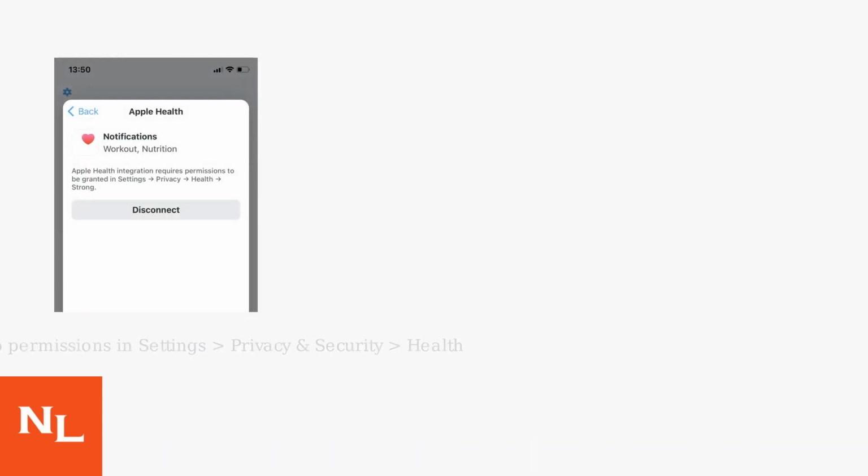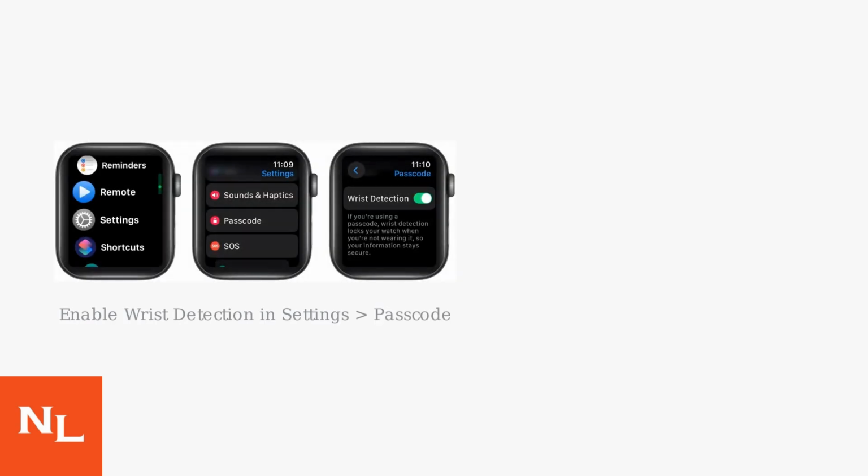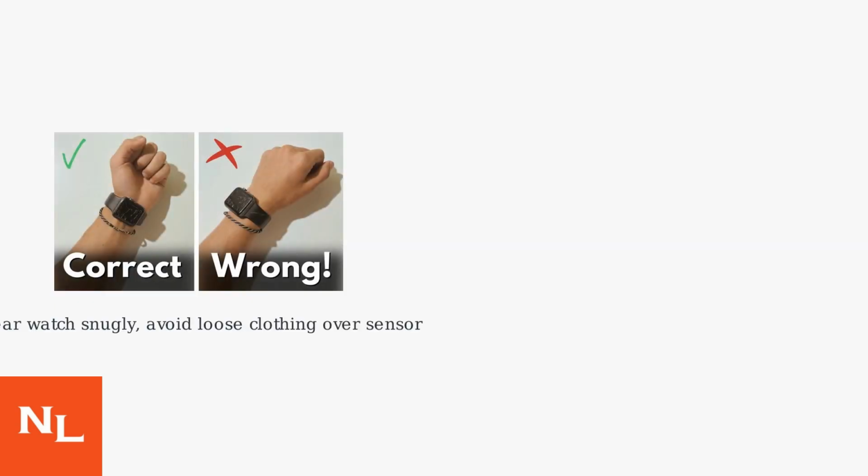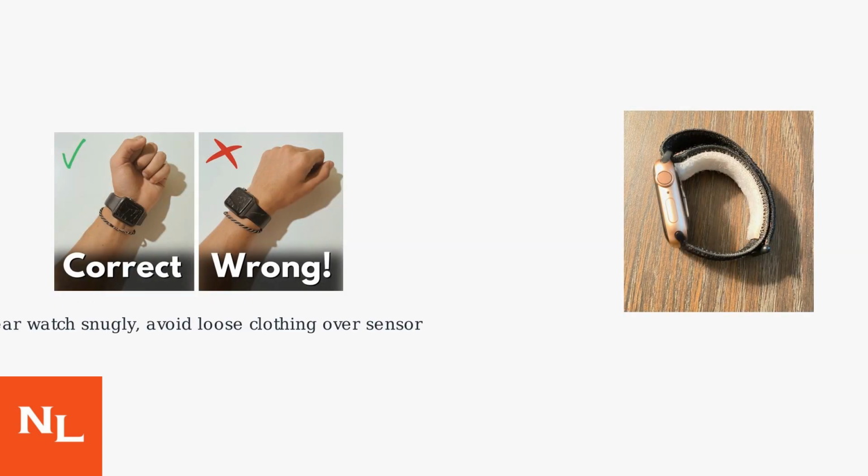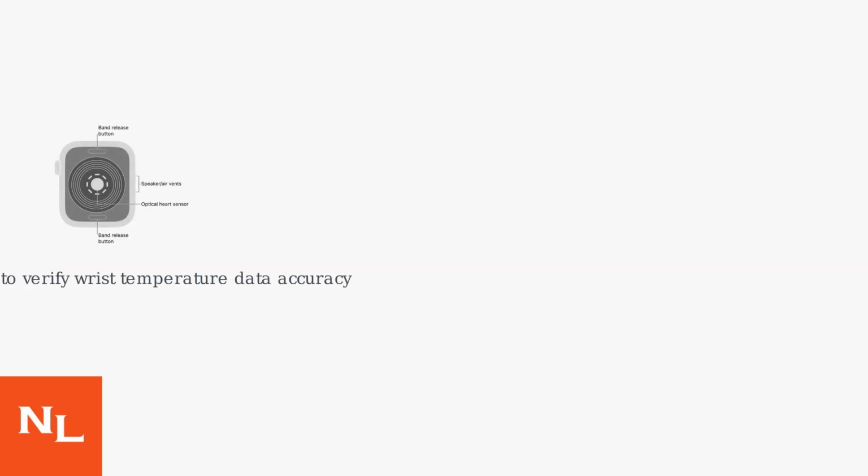If basic troubleshooting fails, verify health app permissions and ensure wrist detection is enabled. Ensure wrist detection is enabled in your Apple Watch settings. Interference from clothing or loose fit can affect readings. Consider third-party apps for cross-verification of temperature readings.